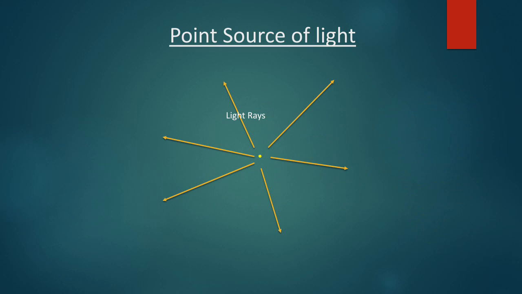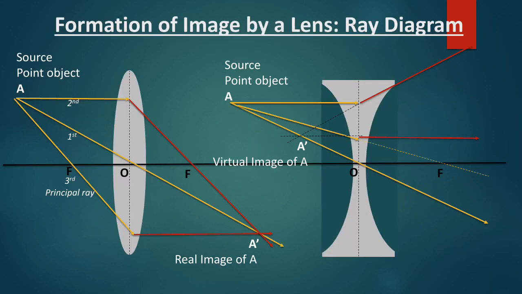But in ray diagram it is not possible to draw all the light rays, so we will take only three light rays. Those are called the principal light rays. You see here. Here we'll study the formation of image by a lens and the ray diagrams. And here we are taking the point source. This is the point source A, which is sending a number of light rays. All the light rays going toward that side are not taken, but we are taking the three light rays incident on the lens surface.